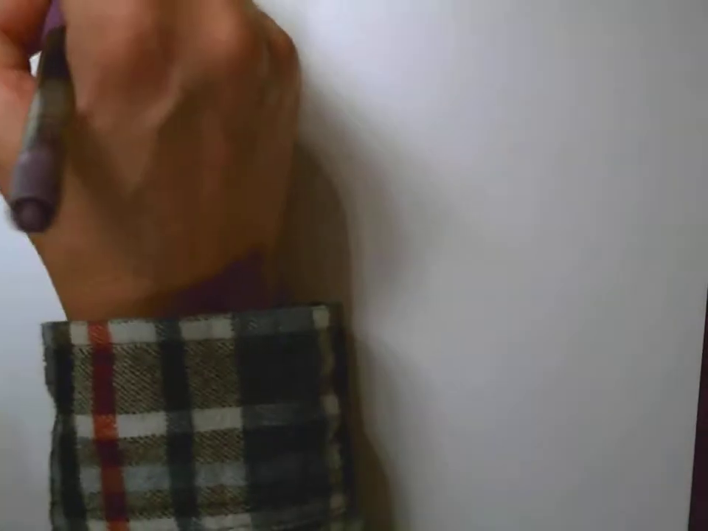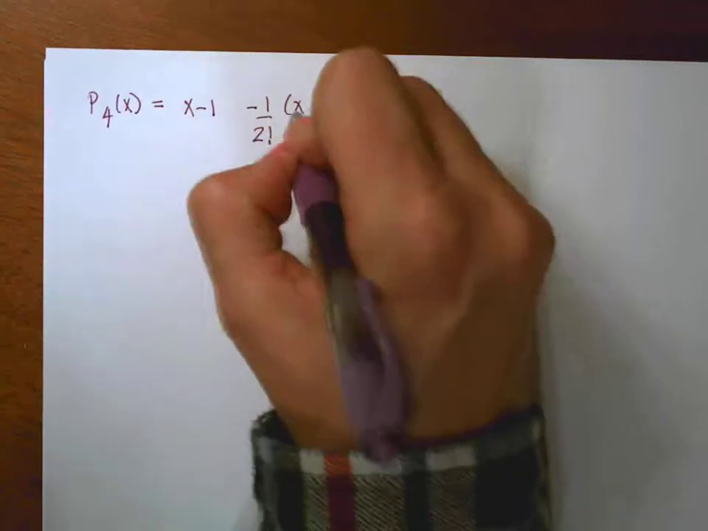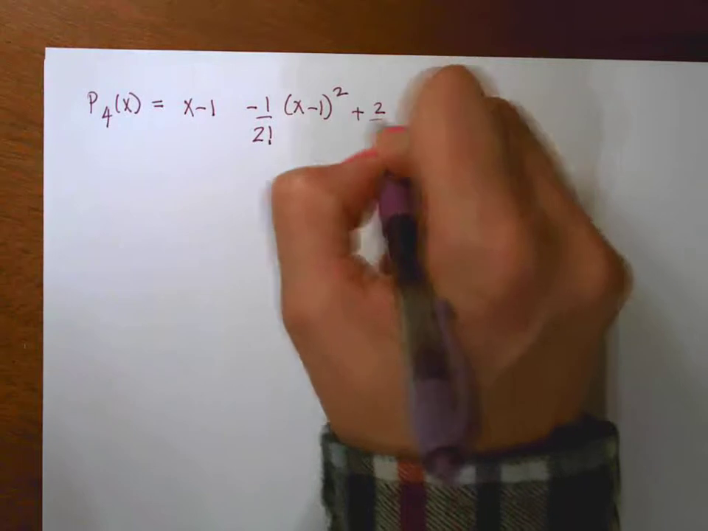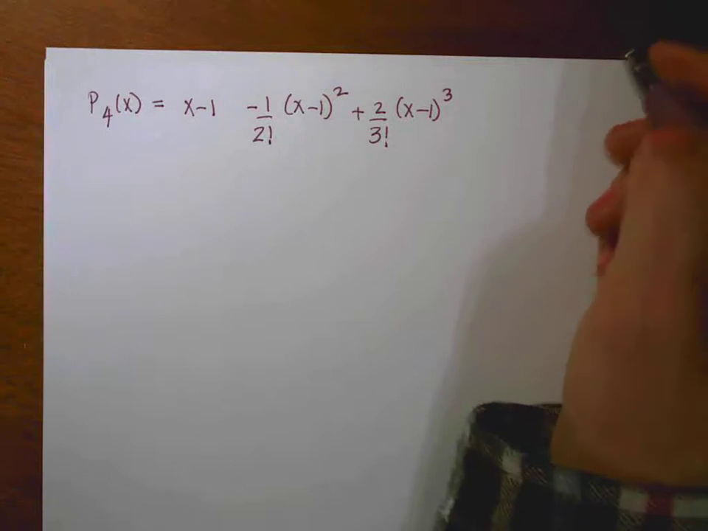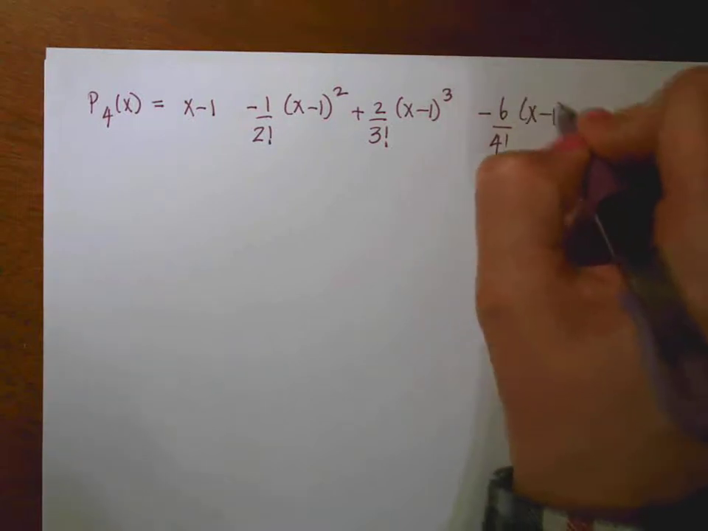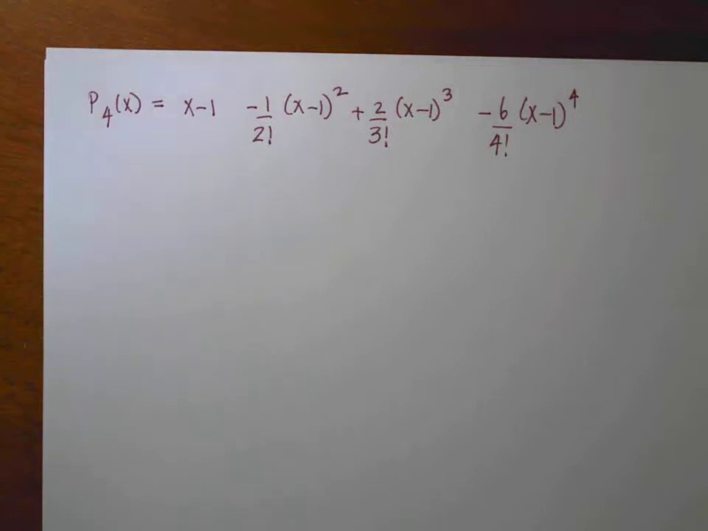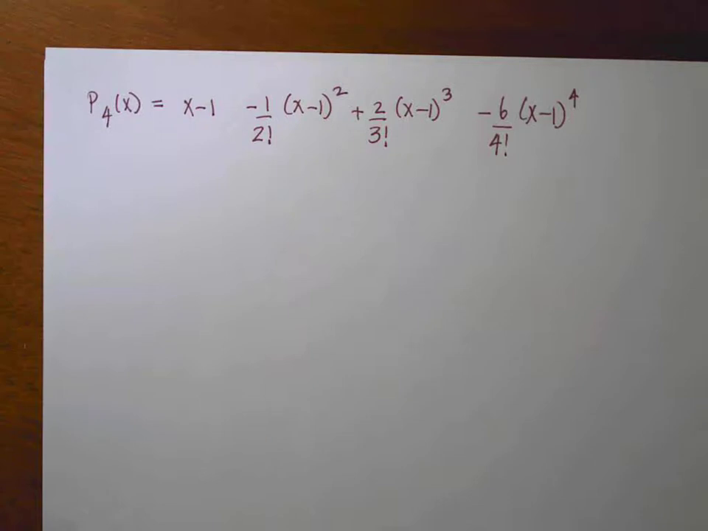And I can't get it all in, so I'm going to go to another page. Okay, so if I fill in my fourth degree, so I'm going to have my third degree, so p4 of x. Now I'm going to have the third one, which was x minus 1 over 2 factorial, x minus 1 squared, 2 over 3 factorial, x minus 1 to the third. And then the fourth derivative evaluated at 1 was a negative 6 over 4 factorial, x minus 1 to the fourth. Whew! So that is your fourth degree polynomial. And this one would be a Taylor polynomial because c wasn't 0.